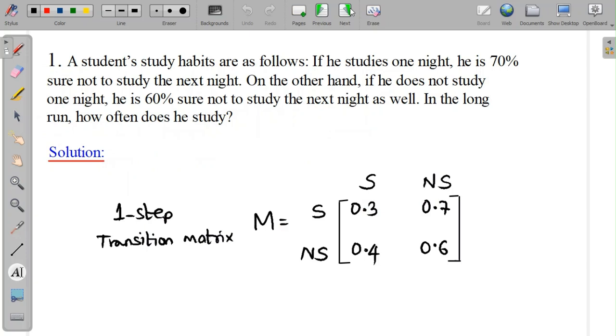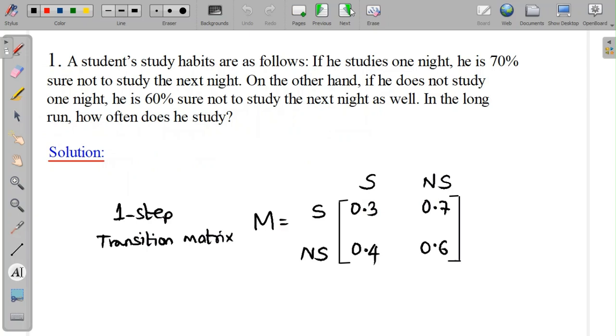If he studies one night, he's 70% sure not to study the next night. On the other hand, if he does not study one night, he's 60% sure not to study the next night as well. So defining the TPM is not a big task. So we've defined the TPM. It has two rows and two columns. We've discussed this in the other video.